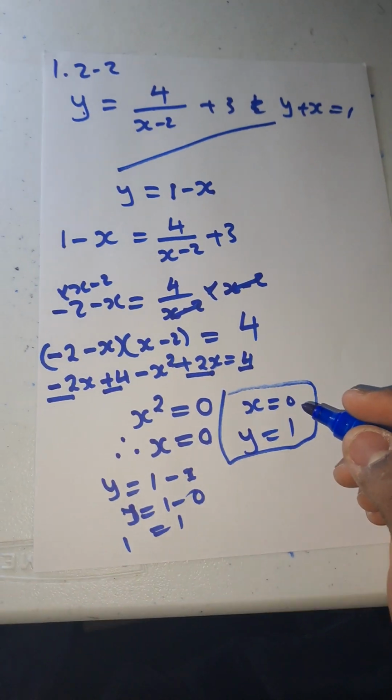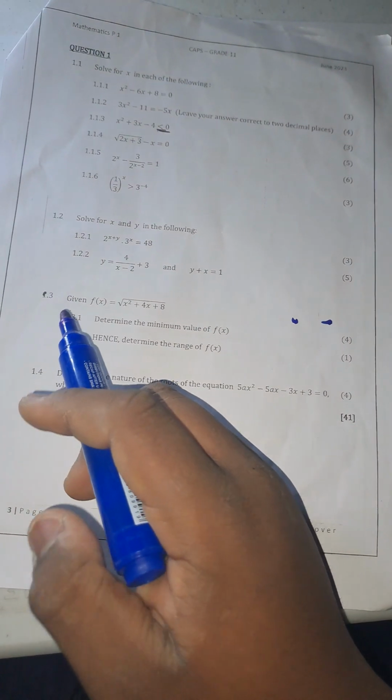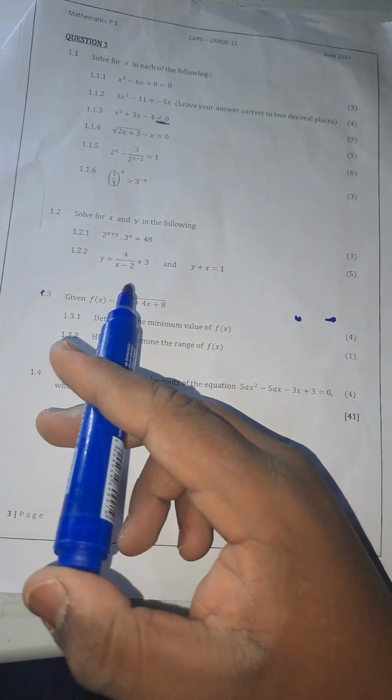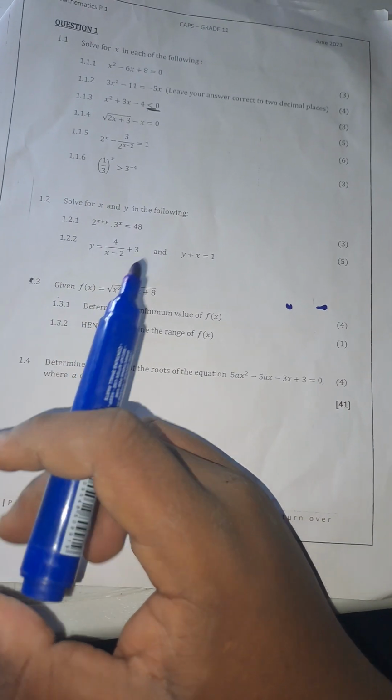See, I hope you understood it now. Let's go to 1.3. What does 1.3 say? It says, given f of x is equal to the root of x squared plus 4x plus 8. 1.3.1, determine the minimum value of f of x.